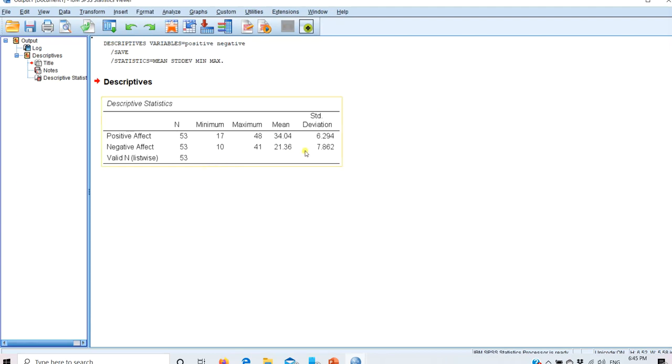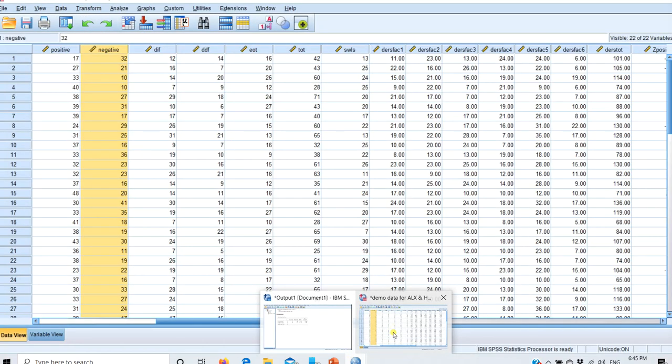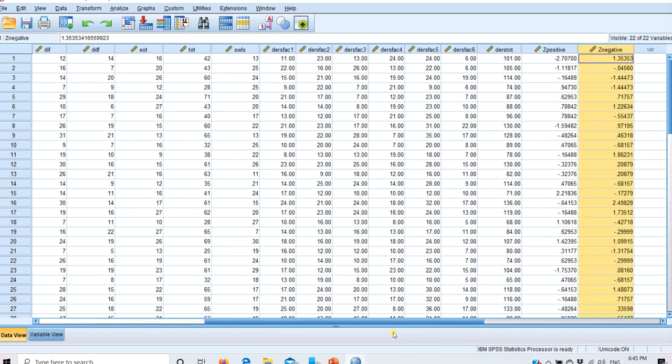Here are the usual descriptive statistics: the mean is 34 for positive effect, and for negative effect it is 21.36. But the main thing is that we should go and observe the Z values. Remember that I am using this real data from which the outliers have already been removed. So I will not be able to demonstrate the outliers in this data. But I am demonstrating the procedure. So here we have obtained two scores, Z positive and Z negative, meaning standard score positive and standard score negative.